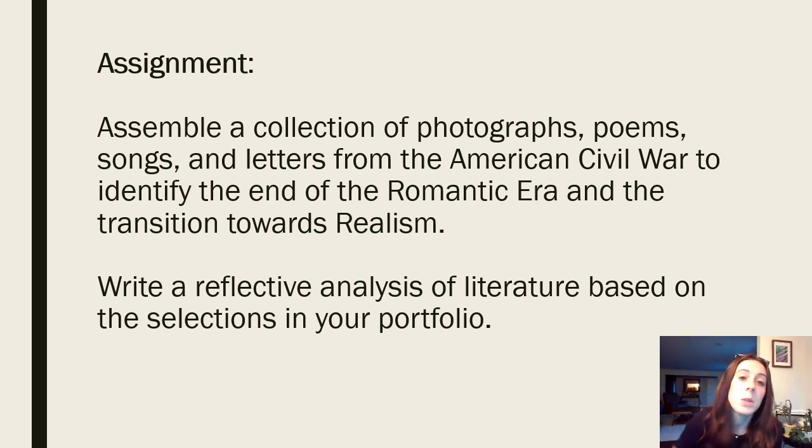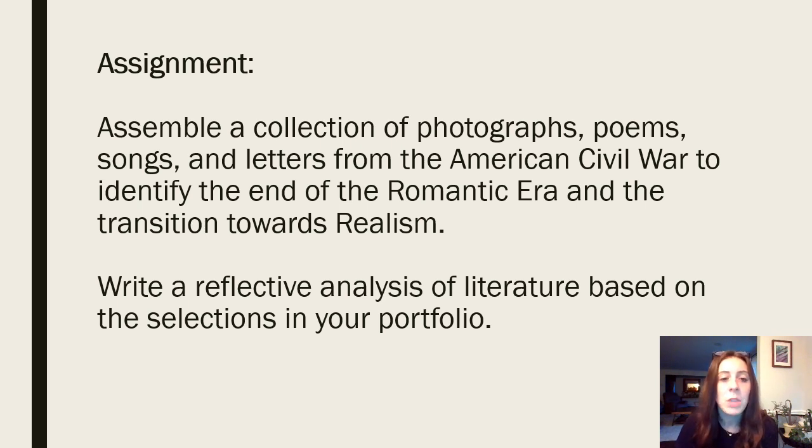So what we're going to be doing with this portfolio is assembling a collection of photographs, poems, songs, and letters or diary entries from the American Civil War so that we can identify the end of the Romantic era and our transition towards realism. So we're coming back now to our American timeline. We had the Romantic era that ends in 1860 with the beginning of the Civil War. So this portfolio is going to help us mark that transition and prepare us for realism next week and then modernism the week after.